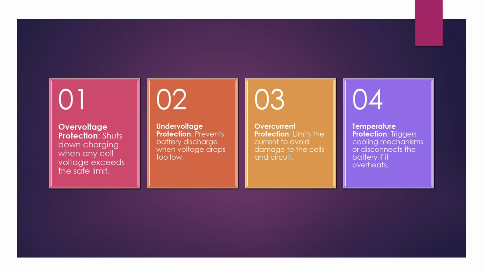And then 3, overcurrent protection, limits the current and avoids damage to the cell and circuit. And the last, number 4, temperature protection, triggers a cooling mechanism or disconnects the battery if it overheats.